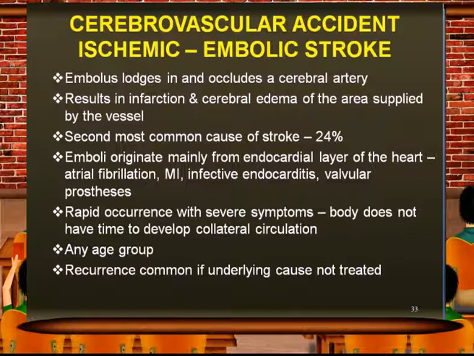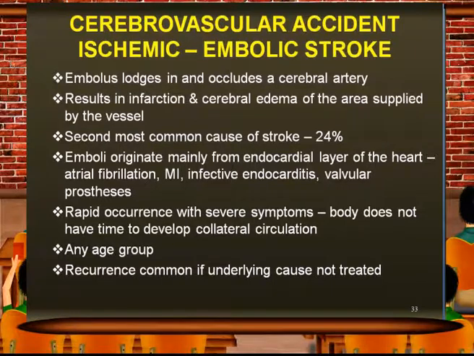This is the second most common cause of stroke, at 24%. Emboli originate mainly from the endocardial layer of the heart: atrial fibrillation, MI, infective endocarditis, valvular prosthesis. So there is some basic pathology which produces the embolus, which then lodges in the arteries. Occurrence is rapid with severe symptoms; the body does not have time to develop collateral circulation because it is so strikingly fast. Within a minute the patient comes to you with an embolic stroke. It can be any age group. Recurrence is common if the underlying cause is not treated.